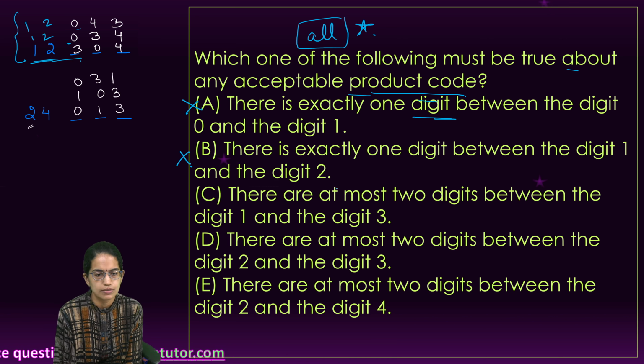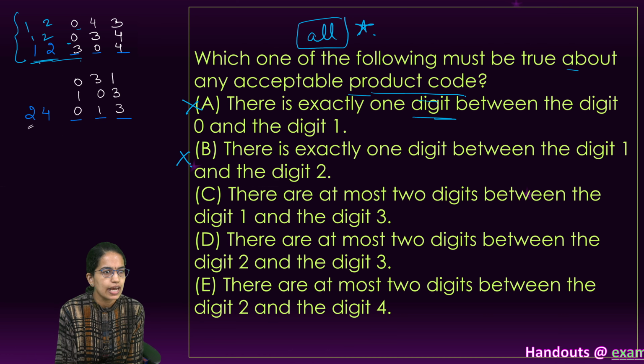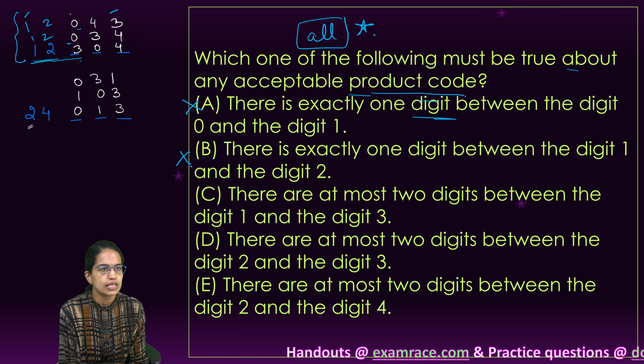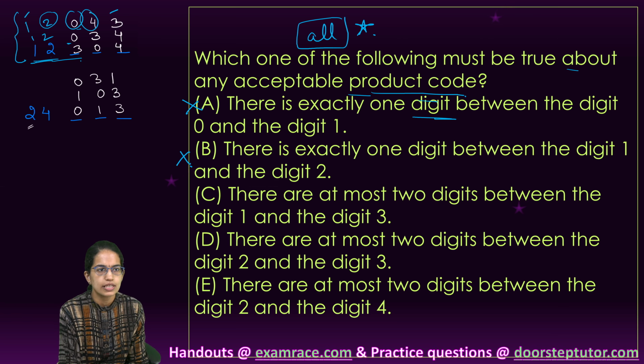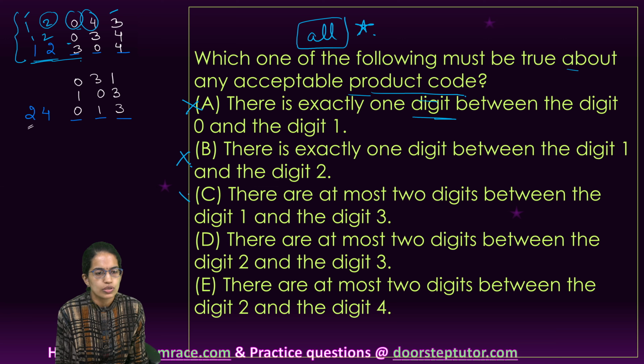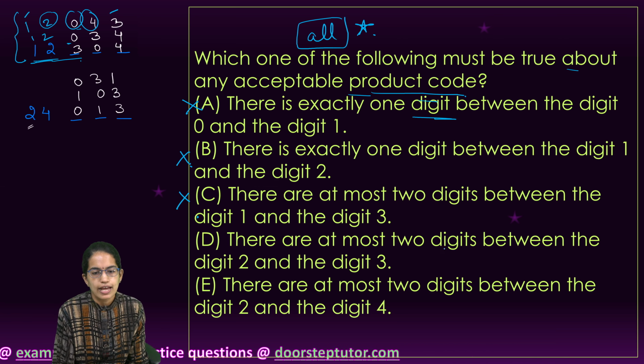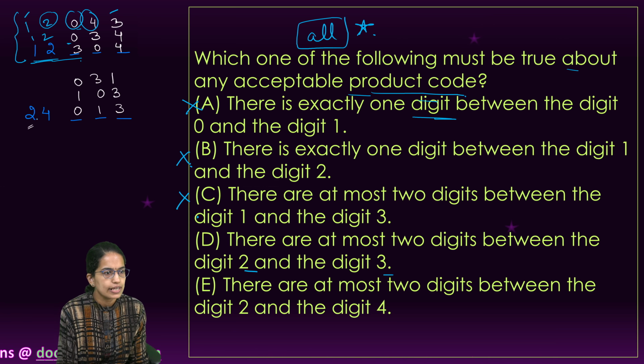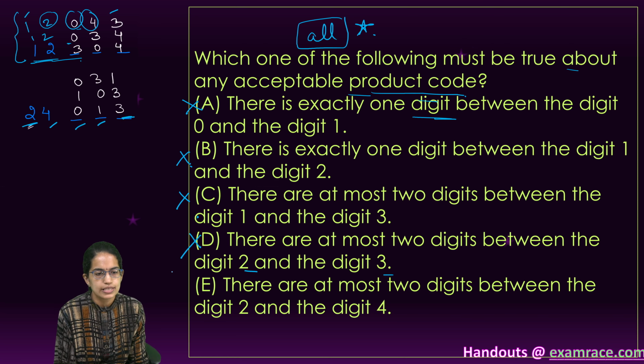There is no digit between them. There is at most two digits between 1 and 3. So between 1 and 3 at maximum there can be only two digits. But here in the first case itself we have 1, 2 and 3 digits that are there. So this again becomes incorrect. There can be at most two digits between 2 and 3. But again in the last case between 2 and 3 you have 1, 2 and 3 numbers. So again this is incorrect.